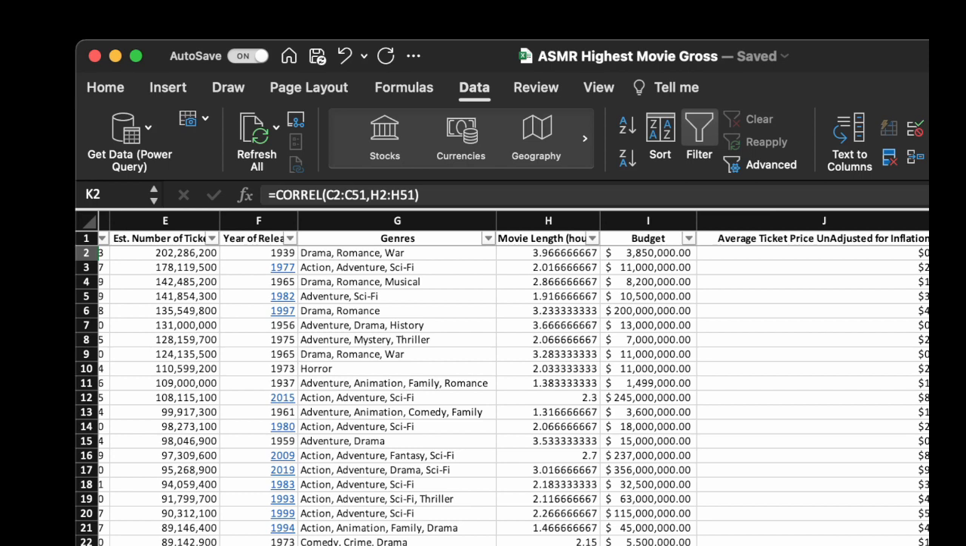And it was 0.87, so a very strong positive correlation. So the more money spent on the film, the more it grossed.